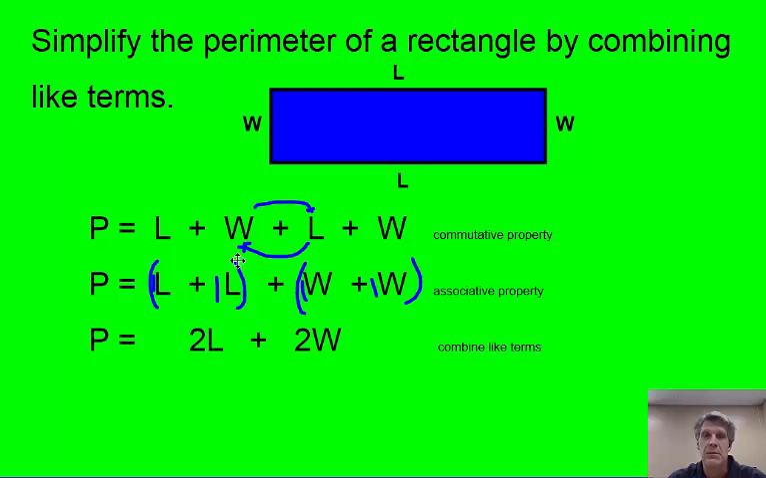Combine the W's with the W's, the L's with the L's. And that is another way to find the perimeter of a rectangle: 2 times the length plus 2 times the width. 2 W's and 2 L's.